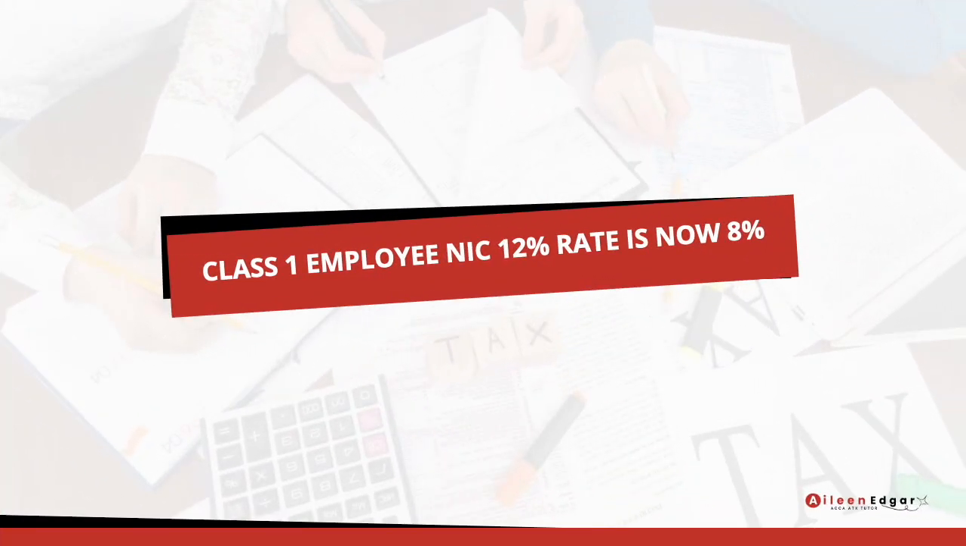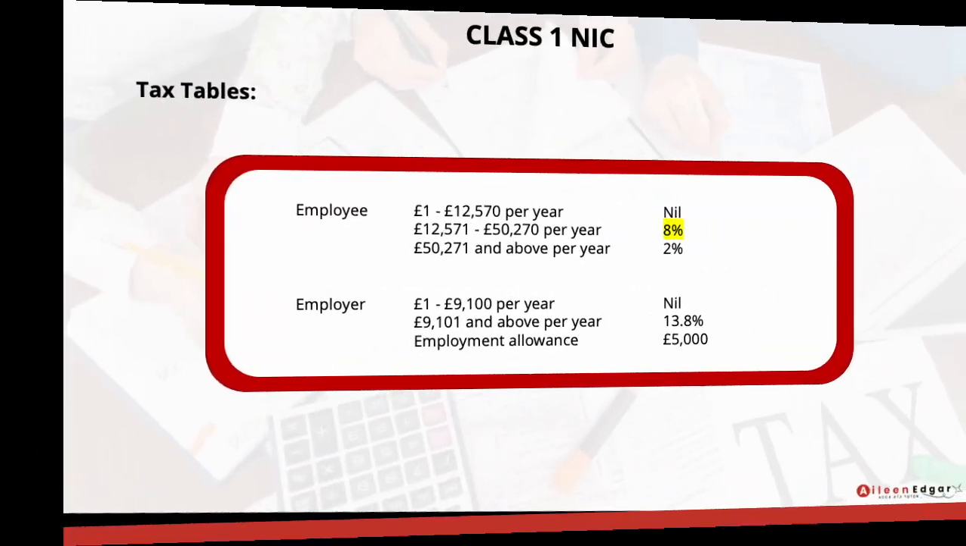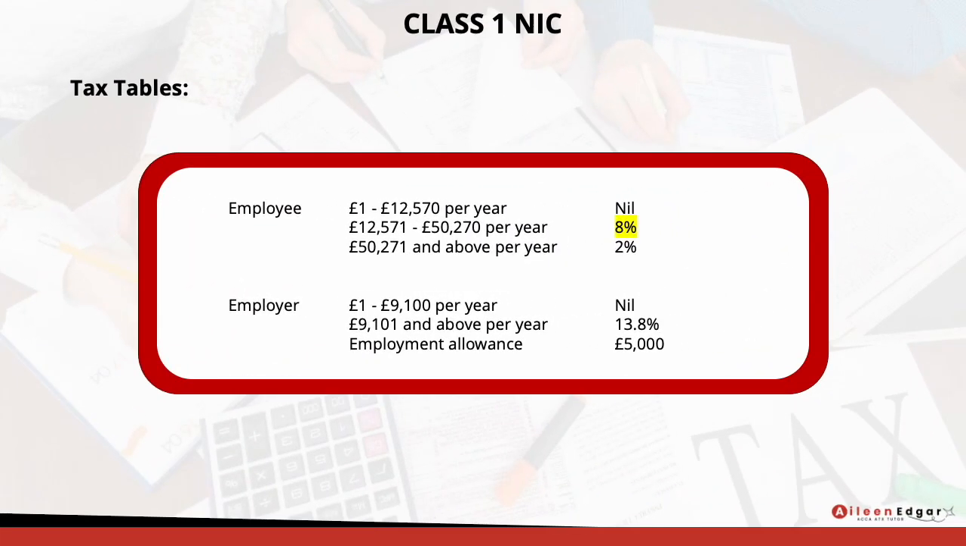One of the rates on Class 1 NIC has changed. For employees, it is now 8% on earnings between £12,571 and £50,270 compared to 12% before. Everything else in Class 1 NIC is the same. You should use your tax tables to help you anyway. Don't try and memorise any NIC rates or thresholds as they are all available for you in the exam.